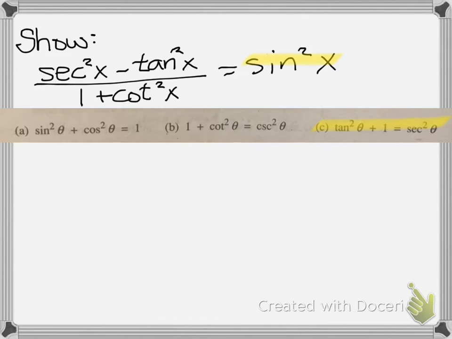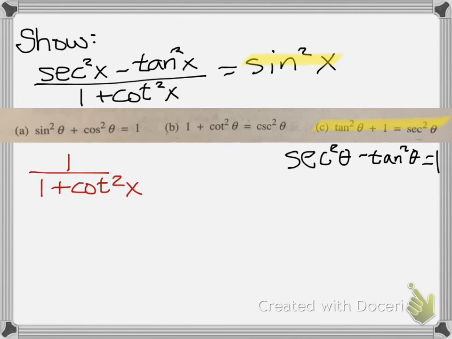First of all, we've got tangent squared theta and secant squared theta up in the numerator, and then in the denominator, we've got 1 plus cotangent squared theta. So we're going to use both of those. If I solve tangent squared theta plus 1 equals secant squared theta for 1, I get secant squared theta minus tangent squared theta. There's your numerator. Your numerator is already solved for 1. So I can replace the numerator with 1.